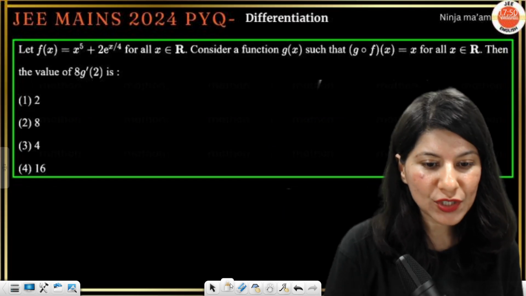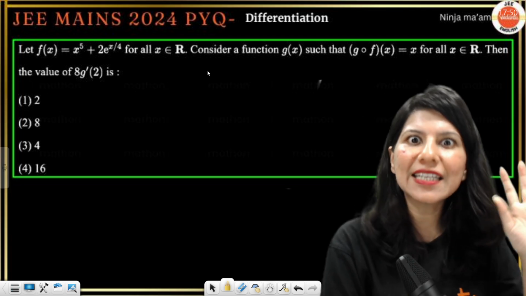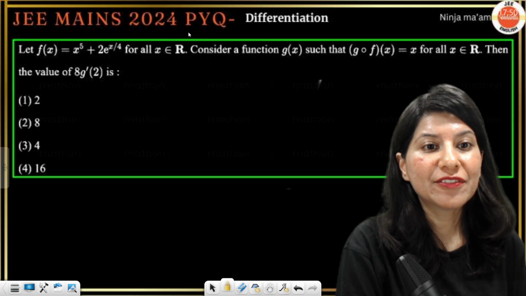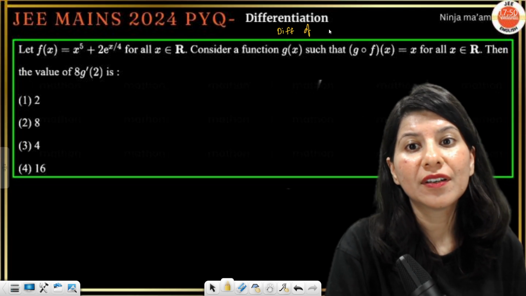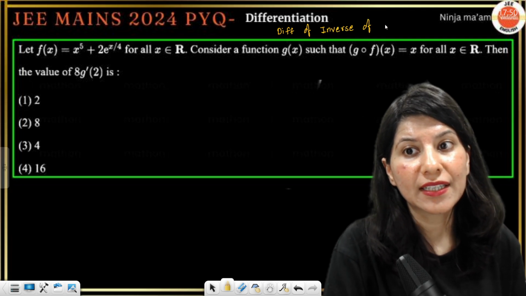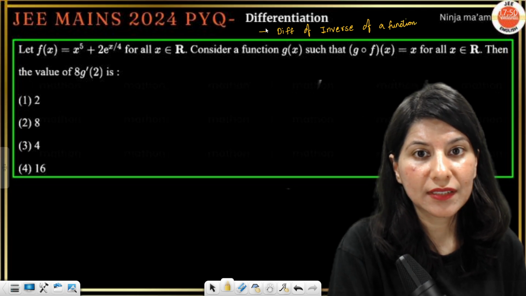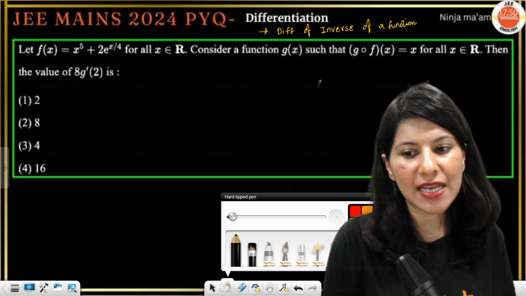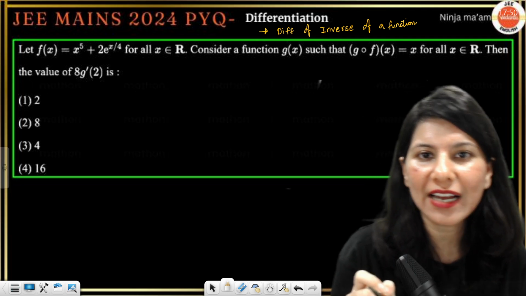So the very first question is from the topic which is my favorite, NTA's favorite, and JEE Advanced's favorite topic as well. That is differentiation of the inverse of a function. This I have already told you, right? This topic is the most important or most impactful topic. If somebody asks me, okay, ma'am, give one question from differentiation, I will definitely give that question from this.